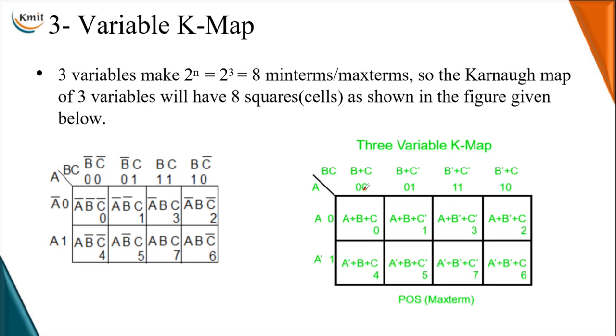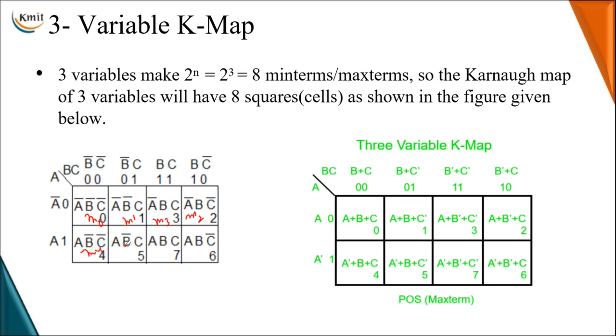First Gray code is 0 0, second one is 0 1, third one is 1 1, and the fourth one is 1 0. Row indices are 0 and 1. So here we will map the first cell as occupied by M0, the second cell is M1. Like this, the total number of cells we can have here is 8.